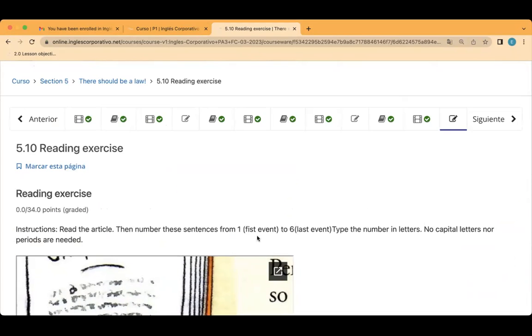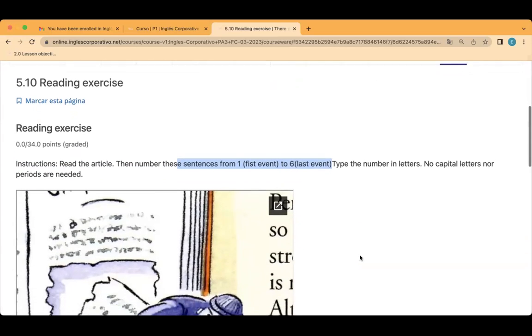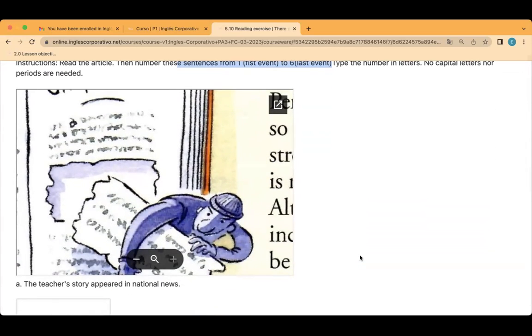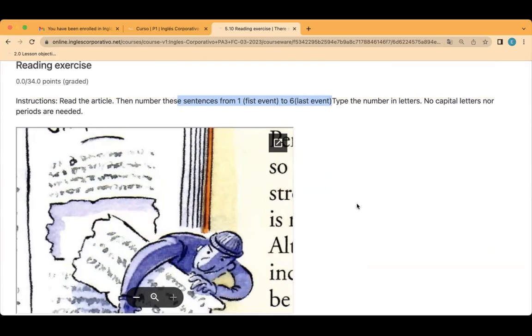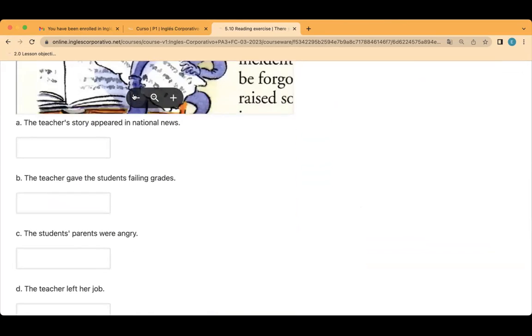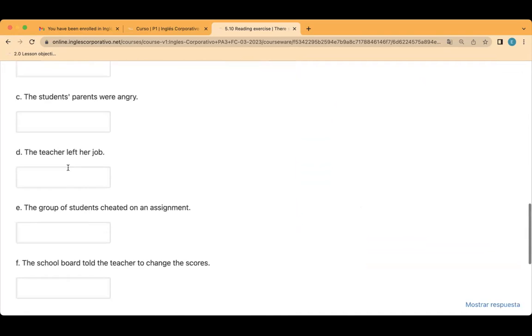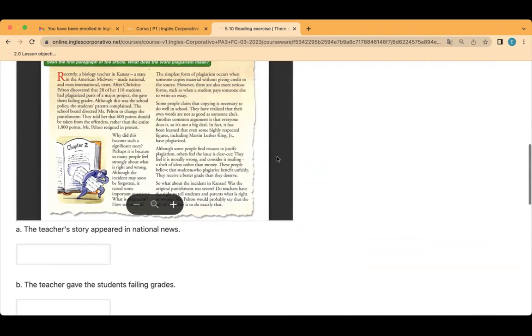What is the information? We put the sentences from the first, number one, to the last, number six. No letters, no true, no false. Only we put the number one to number six, in which order these activities happen. It's clear what we're going to do?